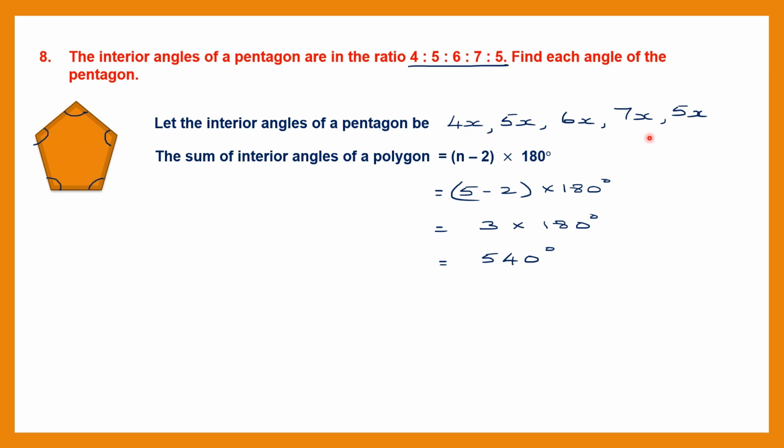We said all these. So the sum of these means we have to add up all these. So let's do that. That is 4x plus 5x plus 6x plus 7x plus 5x is equal to 540. Now we have to add up all these because they are all like terms. They all have x, isn't it? So we can add them up.